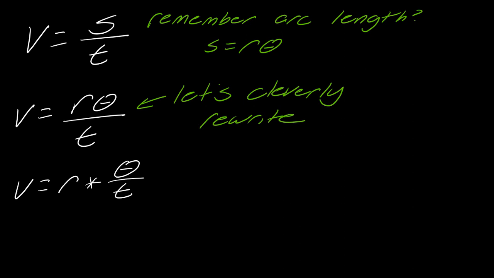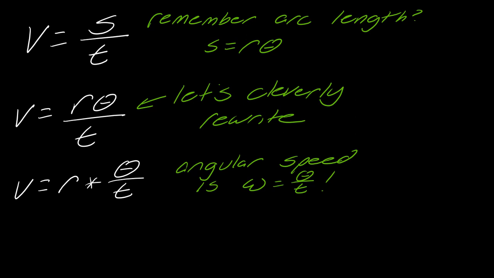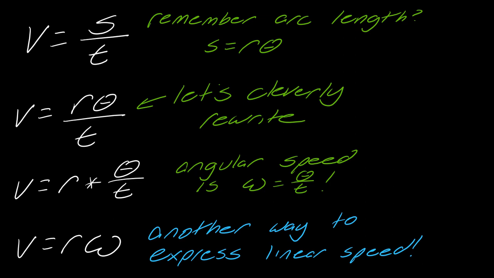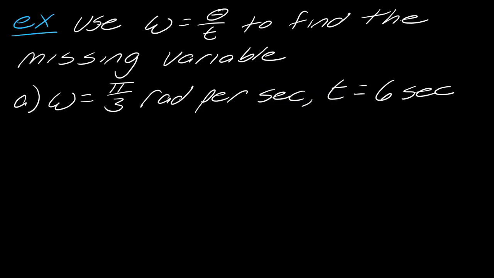Now what you might notice is that we have angular speed. Remember, omega is theta over t, so it's this part right here. Another way that I could write linear speed is r times omega. So we have a couple different ways to express it.